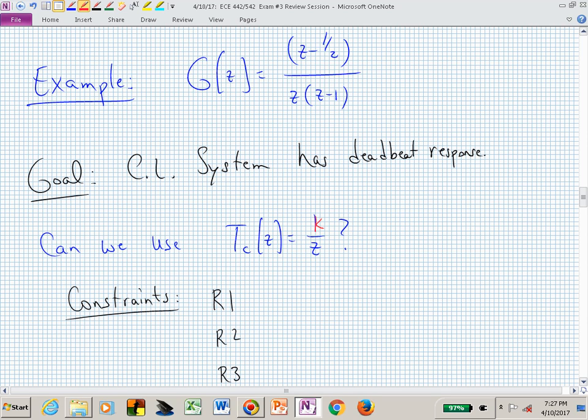Does it meet the restrictions, or the constraints? Restriction 1. What's restriction 1 say? That's the causality constraint. What is the causality constraint? What's our pole zero excess in our original plant? 2 poles, 1 zero, a pole zero excess of 1. What's the pole zero excess of T sub c of z? 1. So that meets our causality constraint.